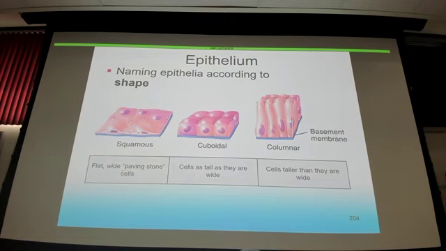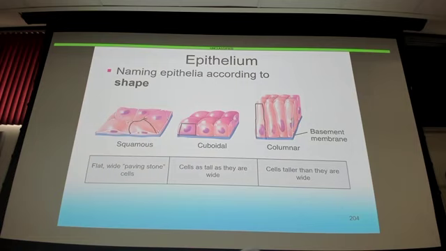So the first way we can name them is using their shape. If you look at a cell, and it's kind of flat, and it looks like a paving stone that you might walk on, that's called squamous. If the cells look like a die, or a set of dice, where they're as tall as they are wide, that's called cuboidal. And if they're taller than they are wide, they're called columnar.